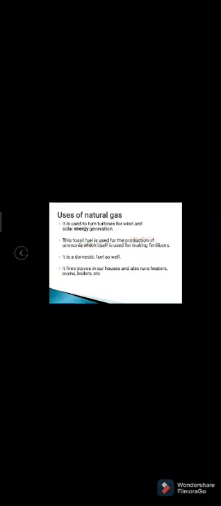Okay, next one is it is used as a domestic fuel, just now we discussed. And next one is it fires stoves in our houses and also runs the heaters, ovens, boilers, etc. And also it is used in the manufacture of the carbon black, which is used as a filler for rubber.